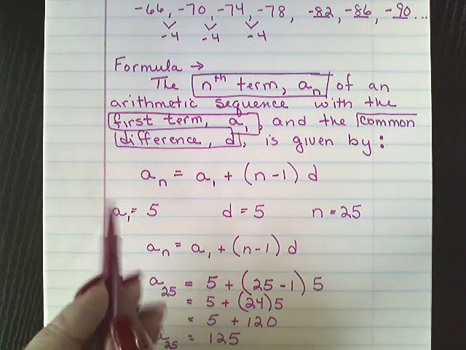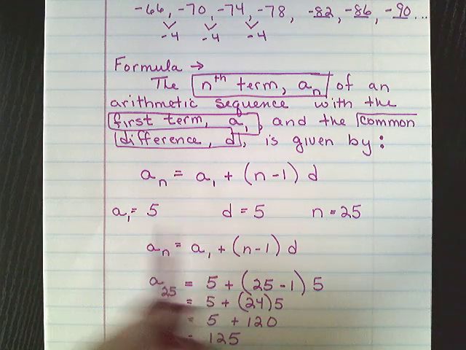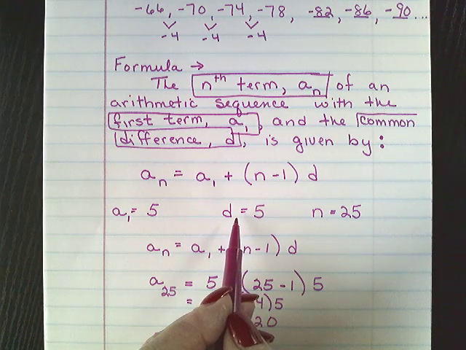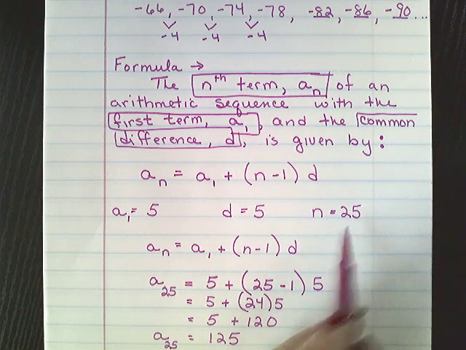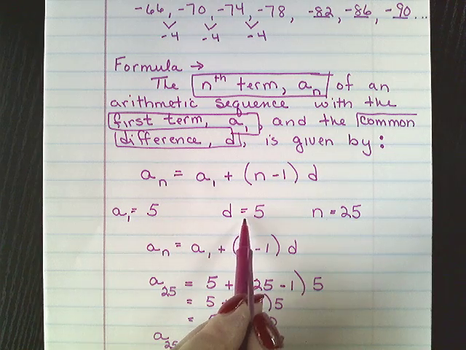What is the first term? First term was 5. What is the common difference? What is it being changed by each time? Plus 5. What will be that 25th term if we continue with that difference of 5?